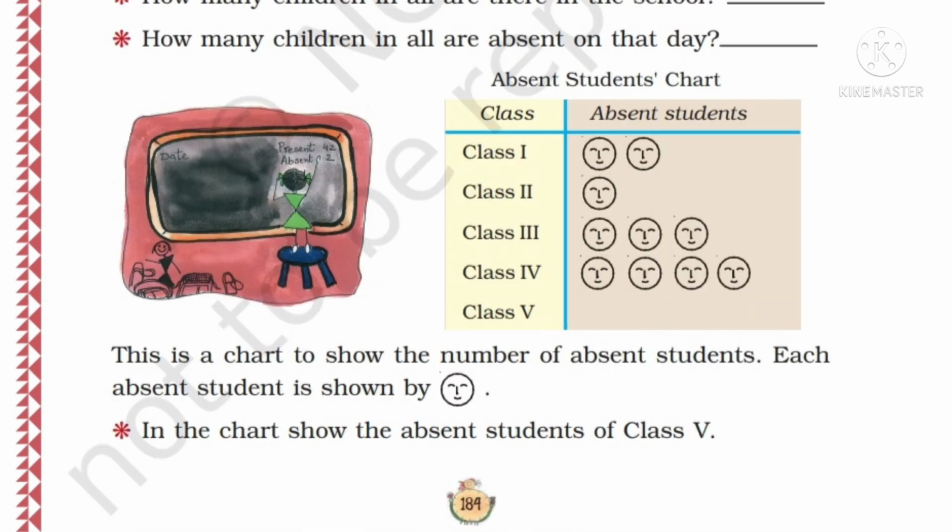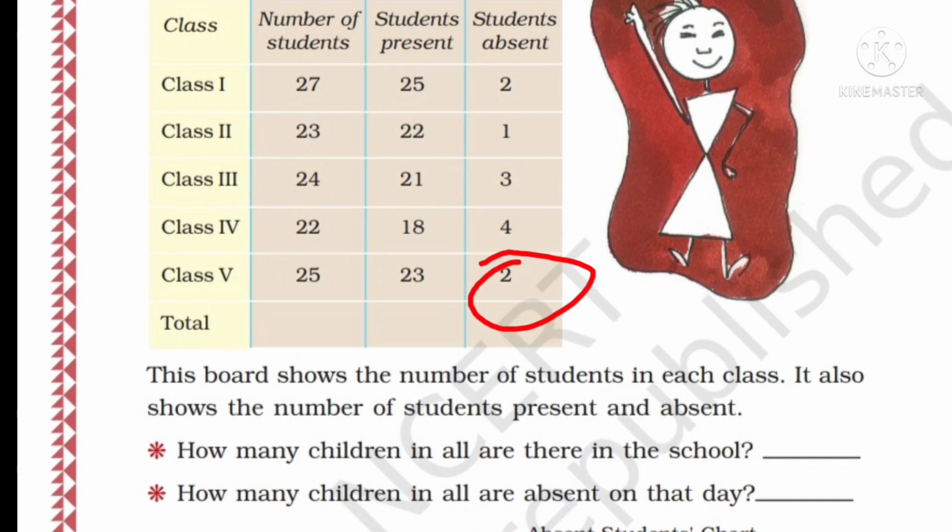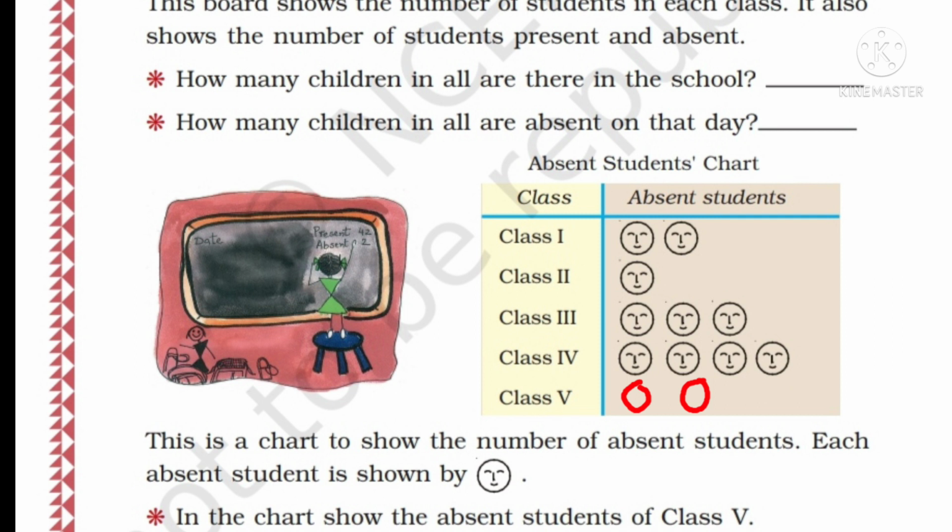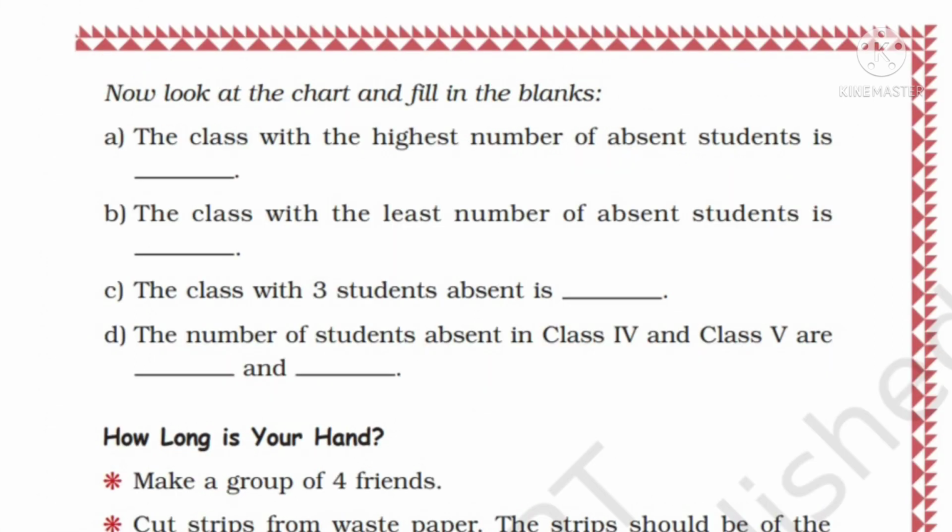Absent students chart. See, in class 1, 2 students were absent. For that, 2 small smileys were drawn. Class 2, 1 student is absent, so 1 smiley. Like that, they had drawn all except class 5. So, you have to draw how many are absent in class 5. From the chart, class 5 has 2 absentees on that day. So we can draw like this. Is it correct? Yes. Now look at the chart and fill in the blanks.